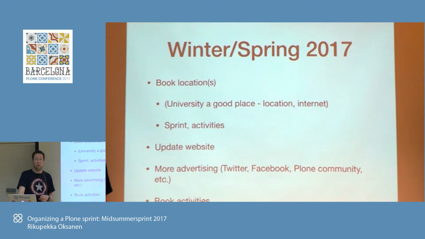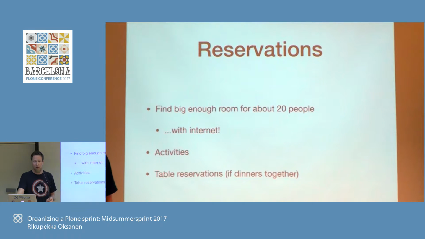Last winter we booked locations. At the university we have good rooms and we have good internet. We thought about some of the activities we could do together there. We updated the website and did some more advertising and booked activities, which I will tell you more about. Okay, first we needed to find a room for about 20 people. That was quite easy. We thought about what activities we could do with about 20 people. We thought about renting a sauna boat for Lake Jyväskylä, but it was only for 12 people, so that wouldn't work, so something else.